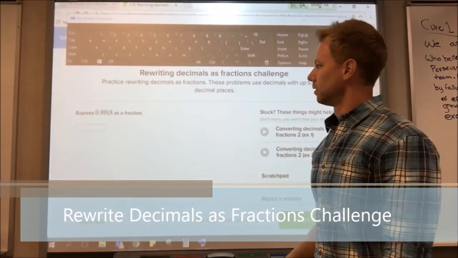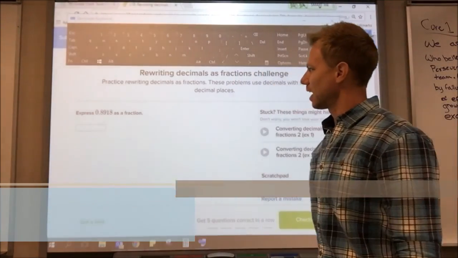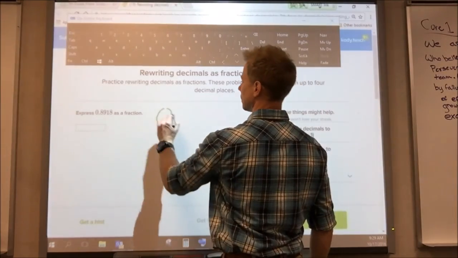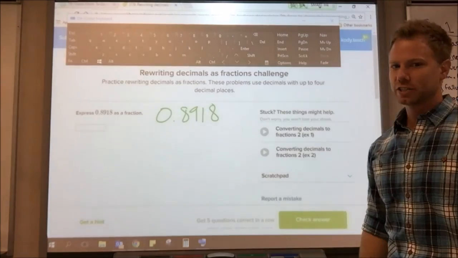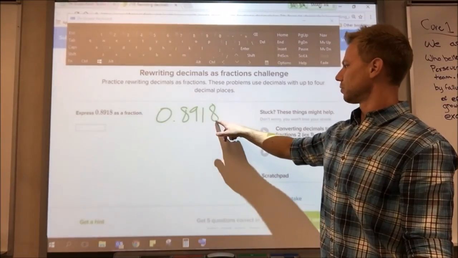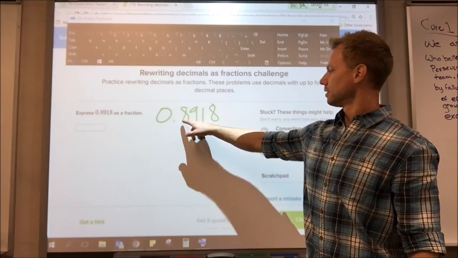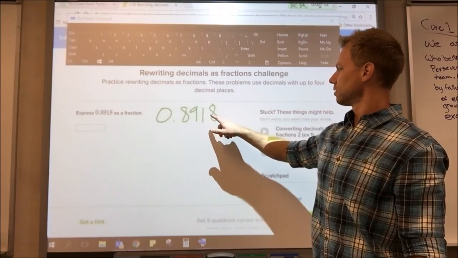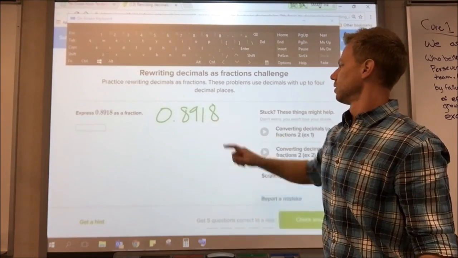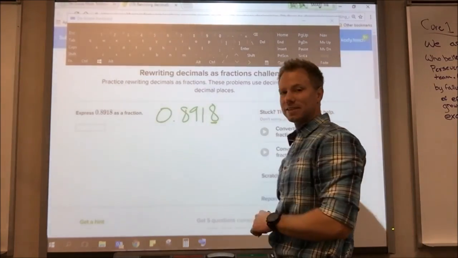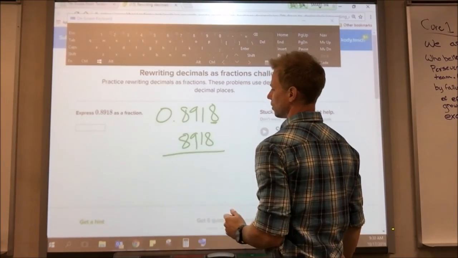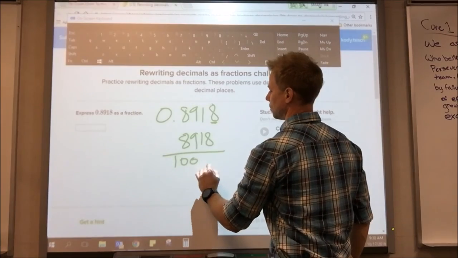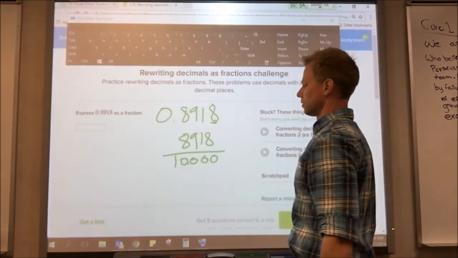All right, we have 0.8918, and we have to write that as a fraction. So I go all the way to the right: tens, hundreds, thousands, 10,000s is where the 8 is. That's the place that the 8 is in. So we would have 8918 over 10,000.